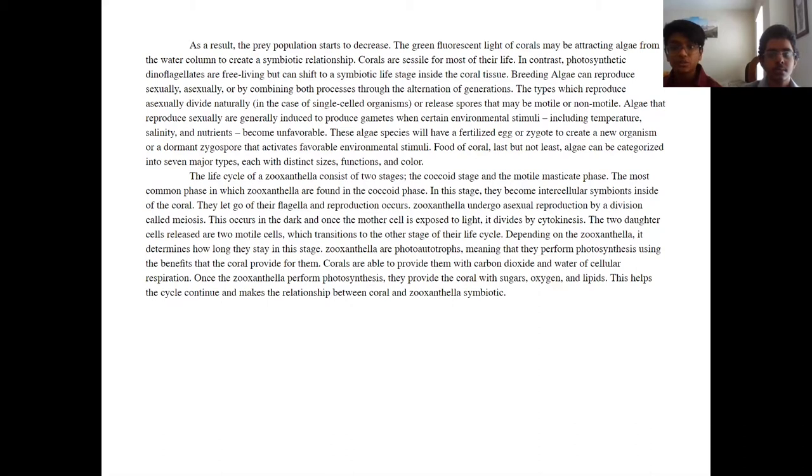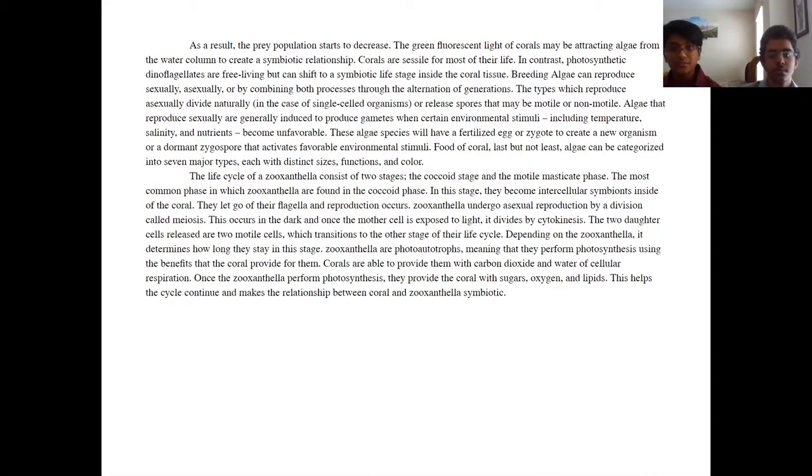Zooxanthella undergo asexual reproduction by division called meiosis. This occurs in the dark, and once the mother cell is exposed to light, it divides by cytokinesis. The two daughter cells released are two motile cells, which transition to the other stage of their life cycle. Depending on the zooxanthella, it determines how long they stay in the stage.